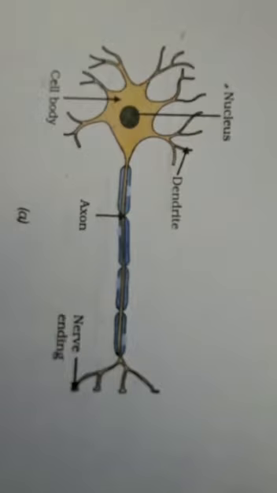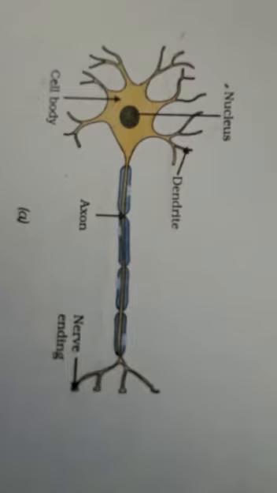Here, this is the cell body of the neuron. We can observe a nucleus in the cell body. We can also observe branches that are arising from the cell body. These branch-like structures arising from the cell body are called dendrites.